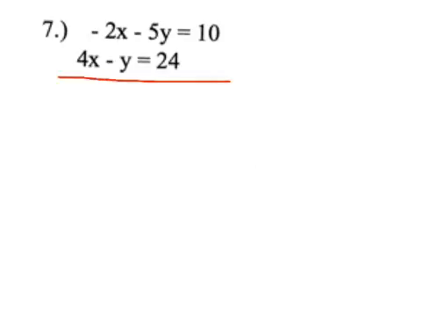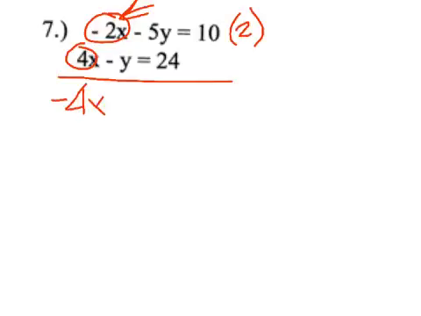Problem number 7 from the homework. We have a 4 and a negative 2. Let's make this into a negative 4. So multiply everything by 2. And on the top, that'll give you negative 4x minus 10y equals 20. The bottom stays the same.